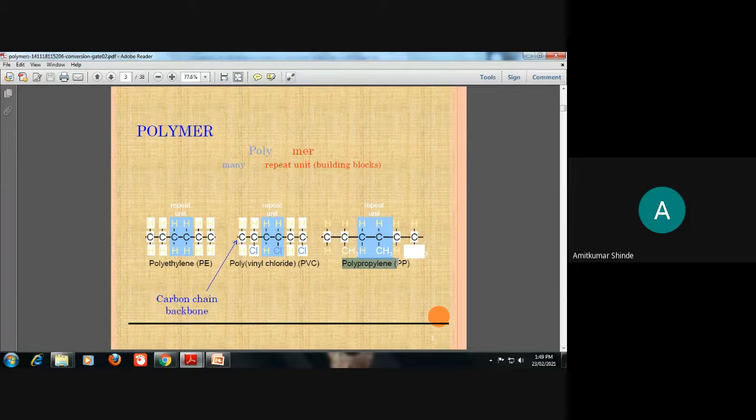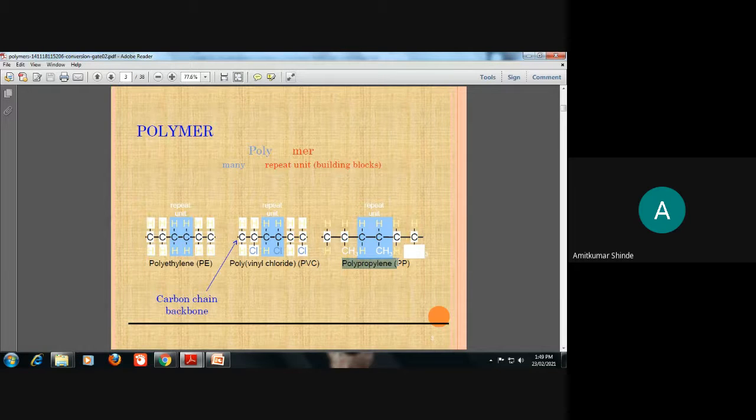So this is the concept of monomer and polymer. So it is clear what the meaning of monomer is. Monomer is the single repeating unit, and that will be termed as the monomer. And when a number of monomers combine together or join together, then that resultant material will be termed as the polymer. This is the concept of monomer and polymer.